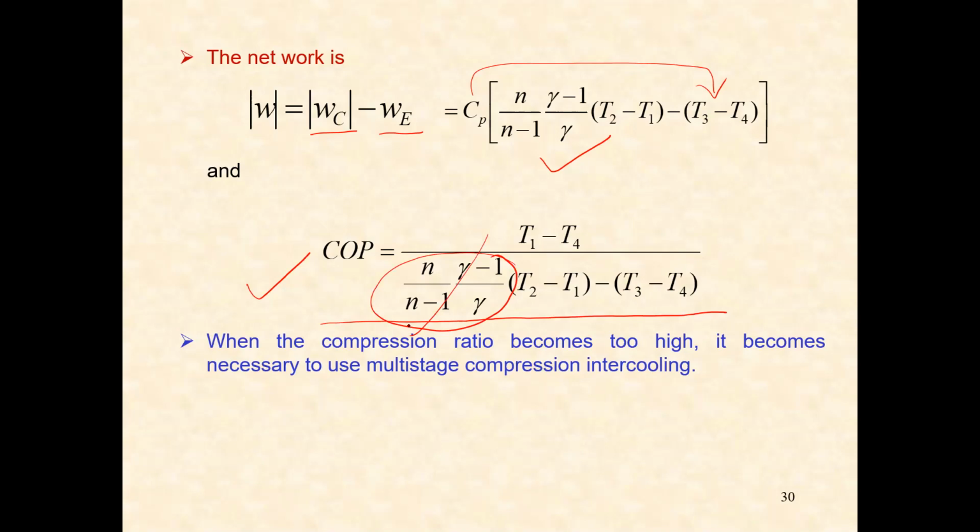So when the compression ratio becomes too high, it becomes necessary to use multi-stage compression with intercooling. So you already know, if it is an air compressor, in that particular case, if the pressure ratio is quite high, we will have to go for multi-staging, and then we also go for cooling in between the stages.